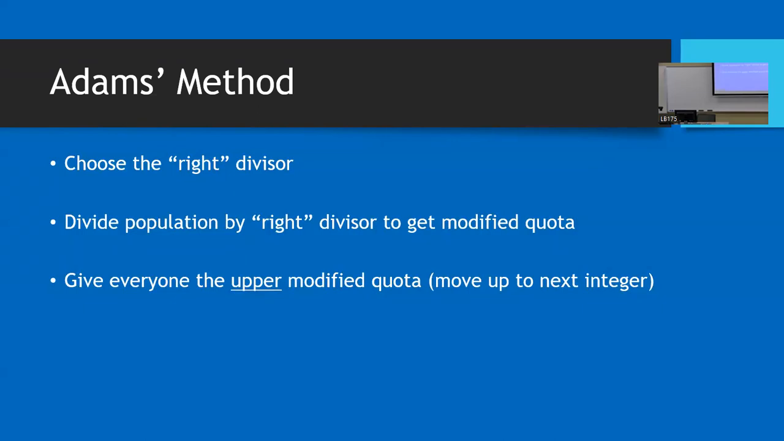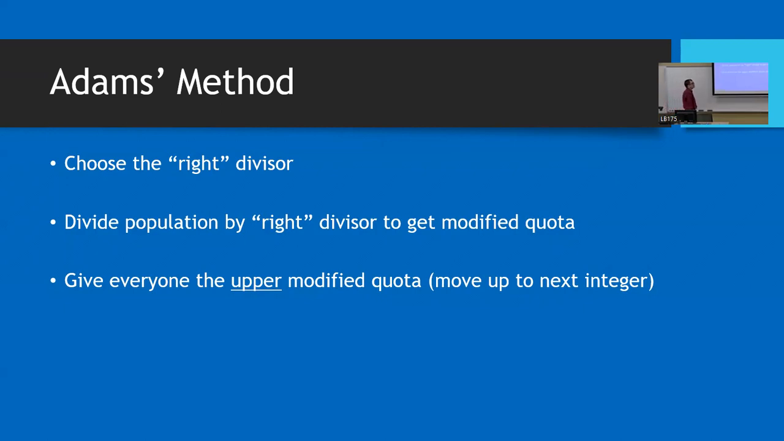You move it up to the next whole number or the next integer, depending on what you want to say there. Whole numbers and integers. Whole numbers are positive integers. So, does that make sense? So basically, instead of rounding down, you just round up. But you do it with a modified divisor.